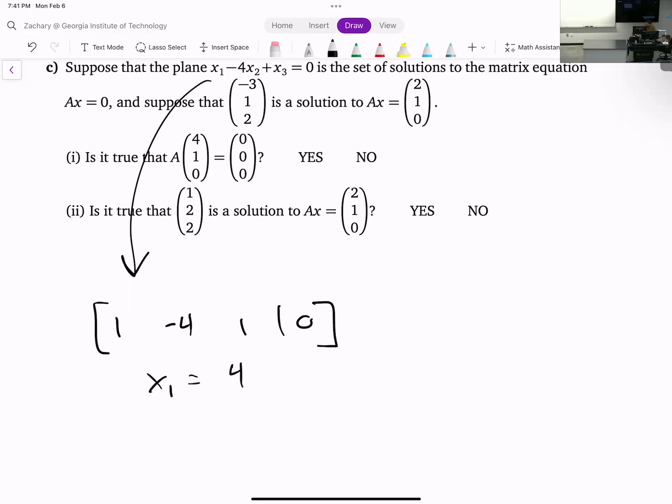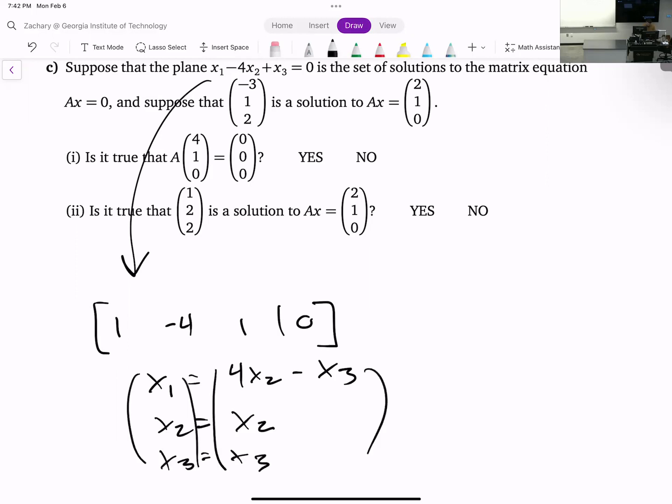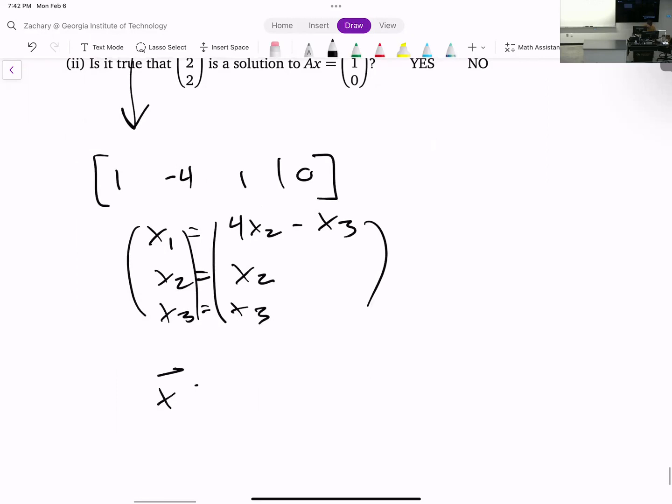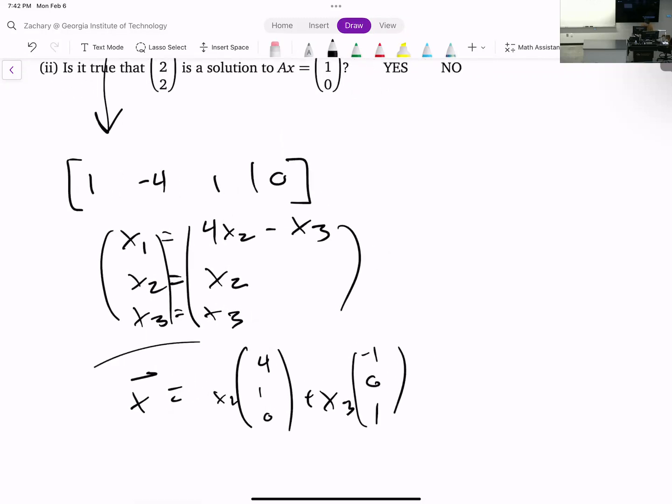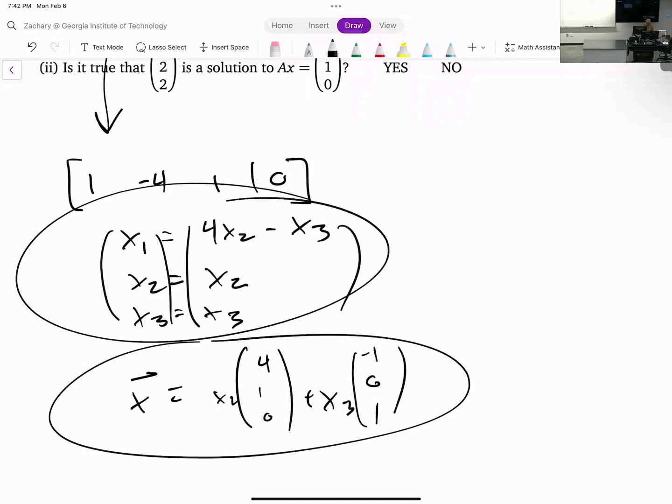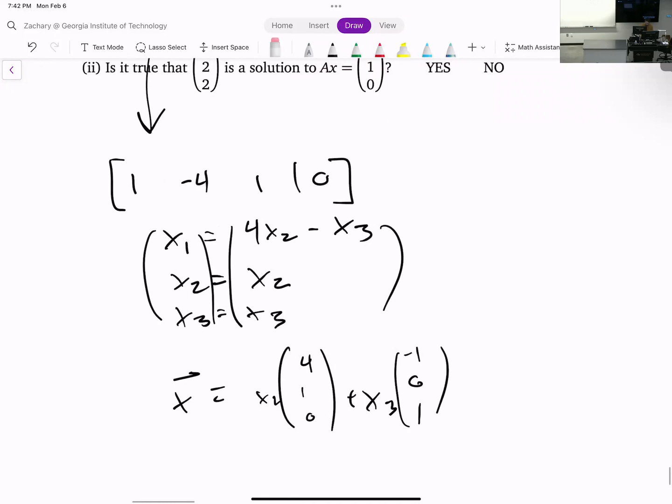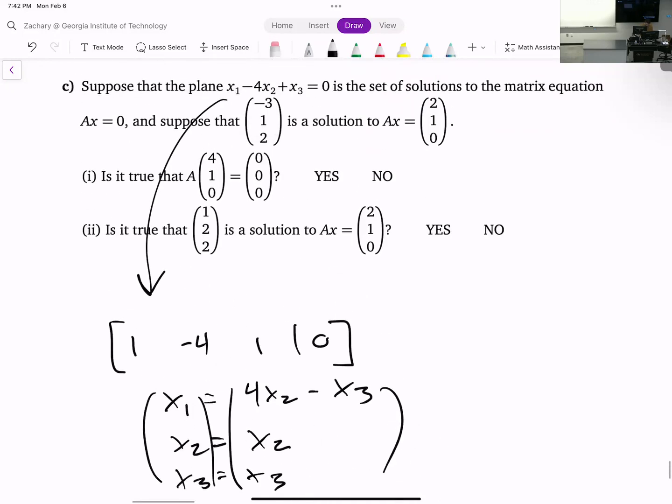We have x1 equals 4x2 minus x3. x2 is free, so x2 is x2. x3 is x3. Slap some parentheses around there, and you get x vector is equal to (4, 1, 0) x2 plus (negative 1, 0, 1) x3. Okay? You should be able to read this as well as you can read this. It's just left to right, just grouped with different parentheses. So what this question asks is for part I.